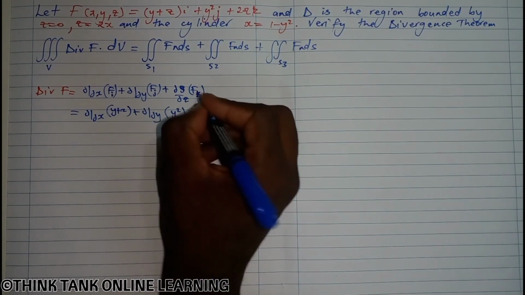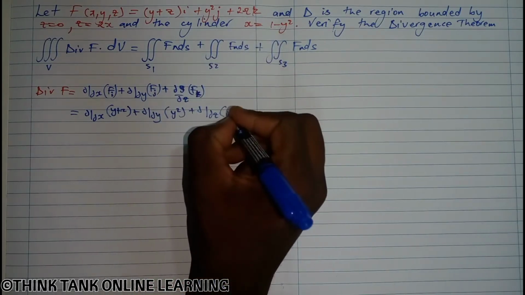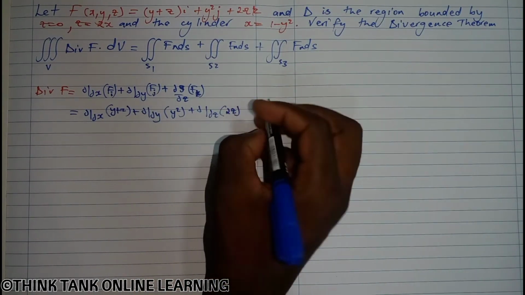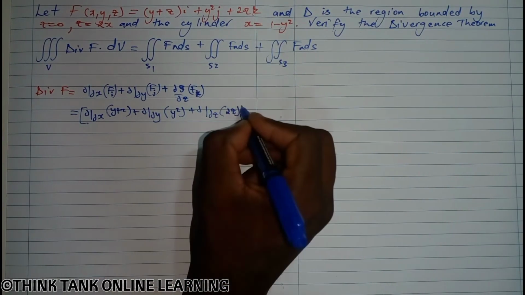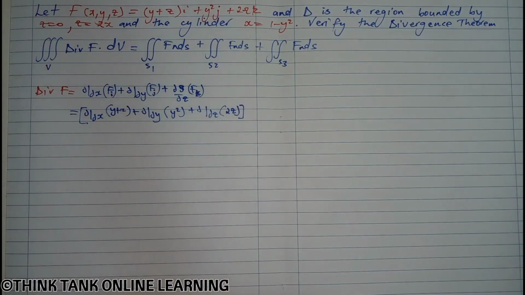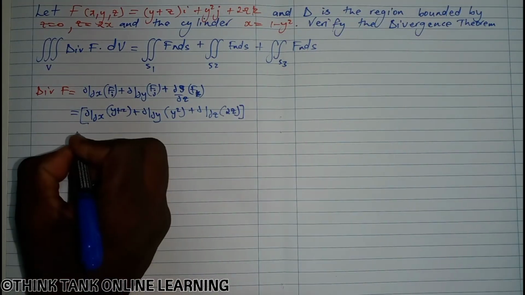Okay, this should be k, and we have 2z, like this one. So this is going to be our divergence. Okay, so let's do that.